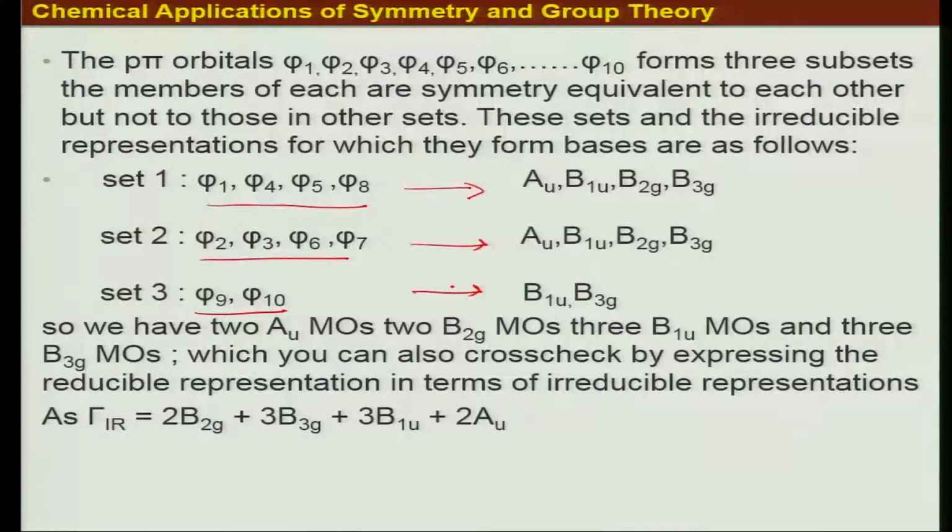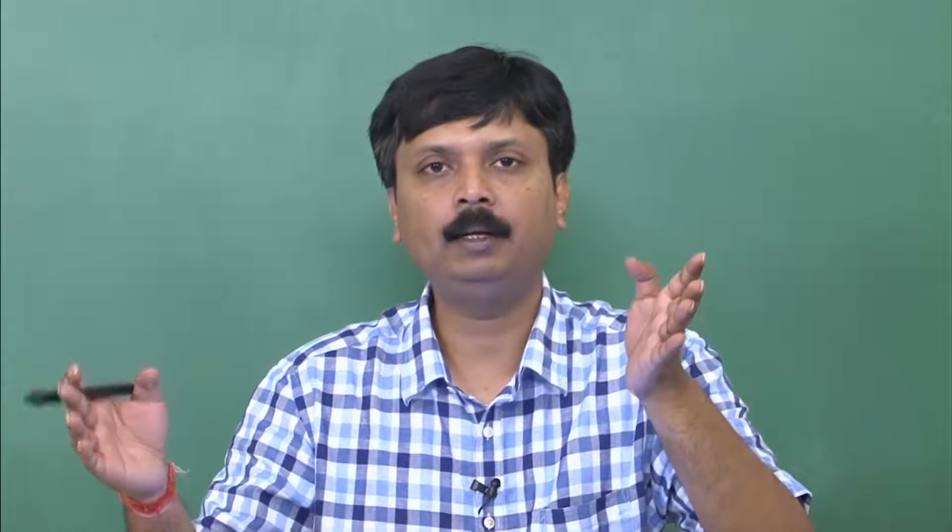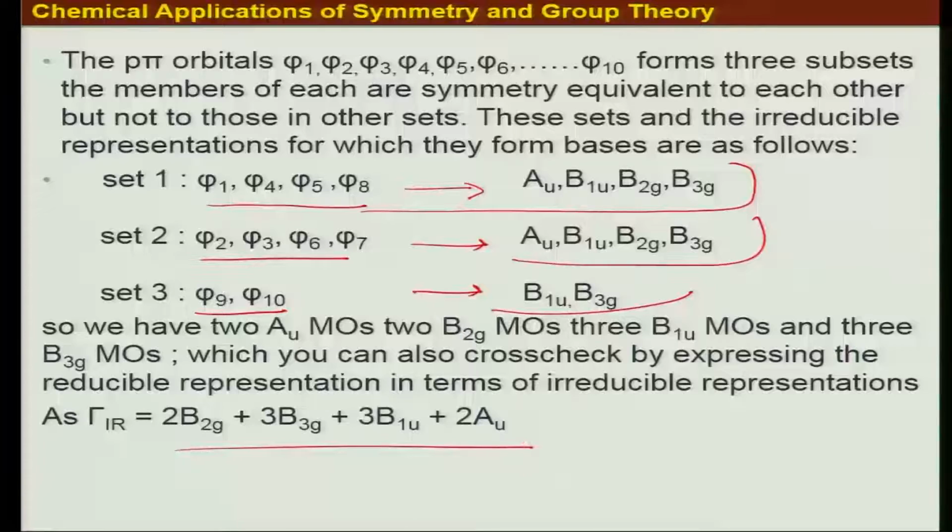So you can form it this way, and altogether find out which types of irreducible representations occur and how many times. You should get the same result if you take the reducible representation formed by using the basis set having 10 p pi orbitals. So what you have here in total is 2 orbitals with AU symmetry, 3 orbitals with B1U symmetry, 2 orbitals with B2G, and 3 orbitals with B3G symmetry.